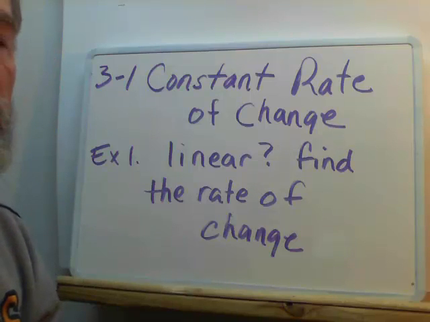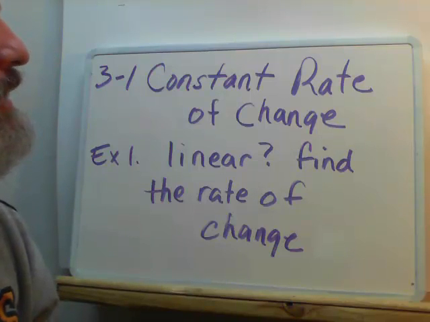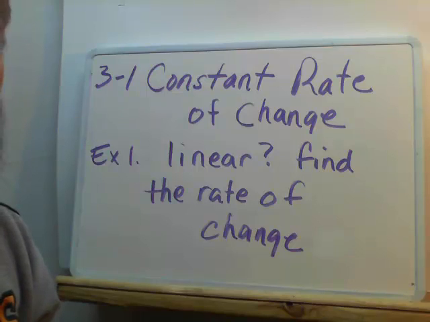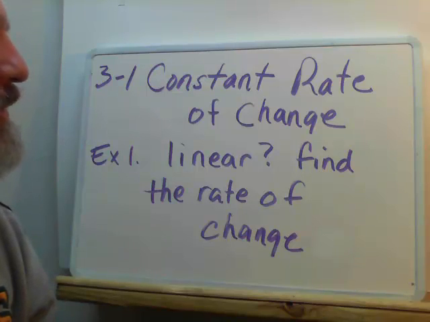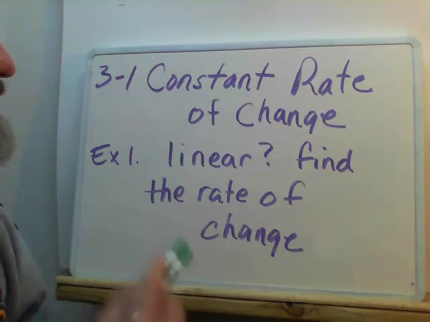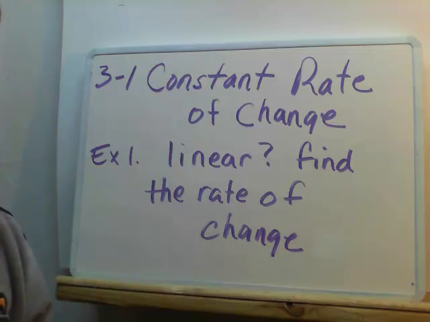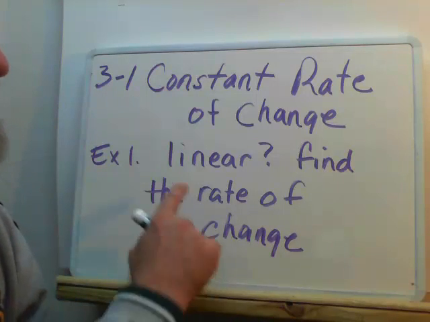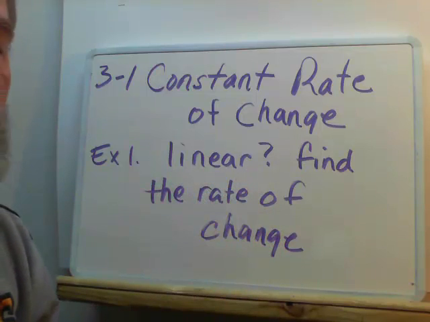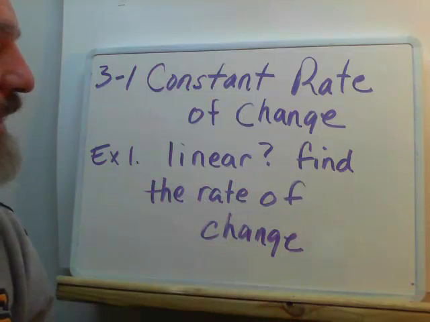Alright, welcome to lesson 3-1. 3-1 is all about constant rate of change, which you are very familiar with from last year. In example number 1, they're asking you to determine whether or not the relationship in the problem is a linear relationship, and if so, then you need to find the rate of change.